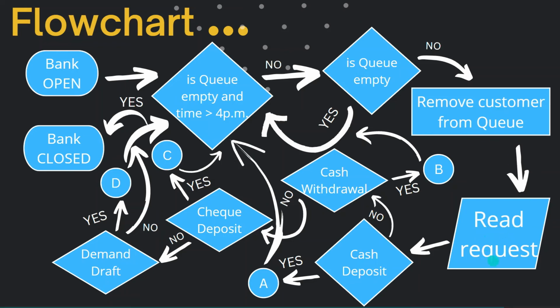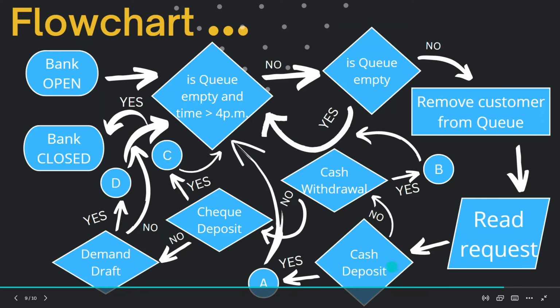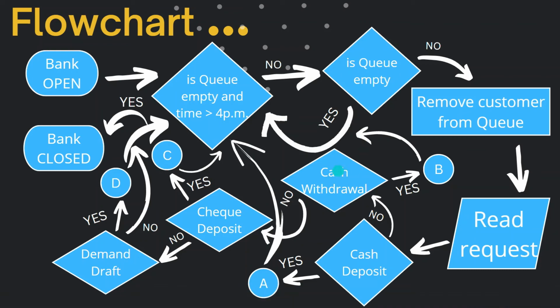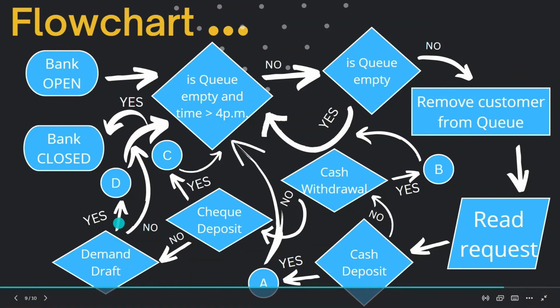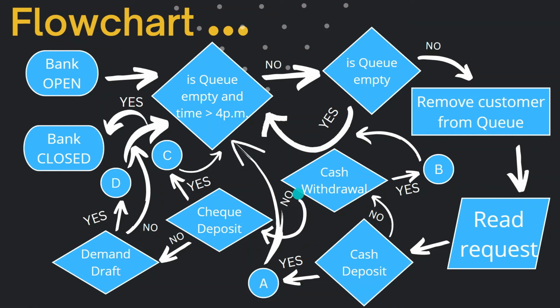We read the customer request. And if the request is of cash deposit, we assign it and again return back to check whether the time is greater than 4 p.m. If it's not a cash deposit request, we go for the cash withdrawal request. If it's a cash withdrawal request, we assign it and then again return back to our first decision. If it's not a cash withdrawal, then we go for the check deposit. We assign it if it's a yes, and if it's a no, then we go for the demand draft. If it's a demand draft request, then we assign it to D and again return back to our first decision.